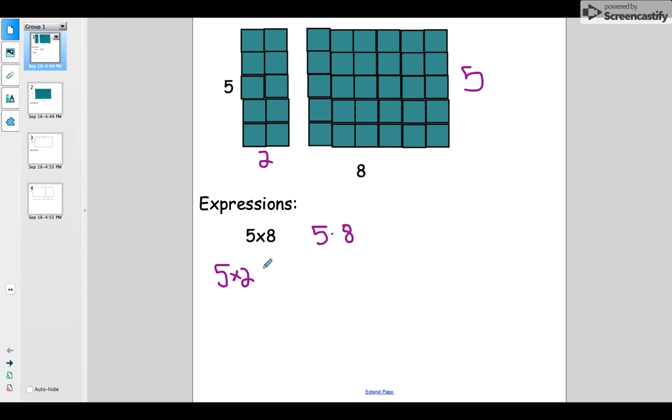So if I wanted to write it in expanded form, I could say I have 5 times 2, which I know is 10, plus, on this side, I have 5, and instead of by 8, I now have 1, 2, 3, 4, 5, 6, which is 30. So if I put those together, 5 times 2 is 10, and 5 times 6 is 30, I'll still get the same exact answer as 5 times 8, which is 40.